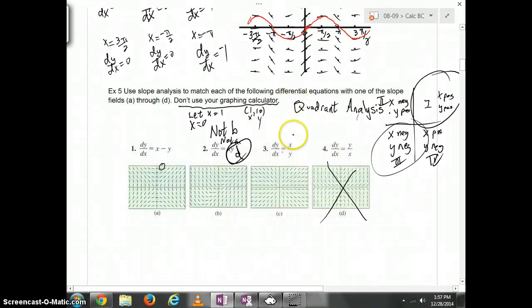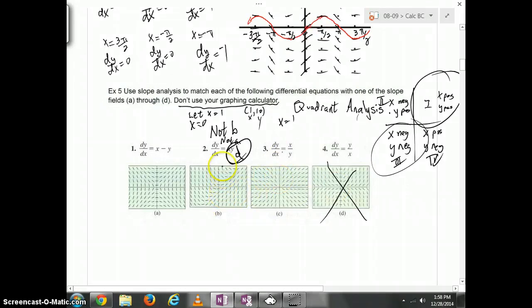dy/dx is x all over y. At this point, we might wonder, what's happening as x would equal, say, a 1. If x was equal to 1, dy/dx would be 1 over y. It's the reciprocal of y. And that means the larger y is, the smaller our slope would become. So we might wonder what's happening, say, at C. You can see the higher we're going up here, it looks like the steeper we're getting. We think that it's not going to be C. We already ruled out D.